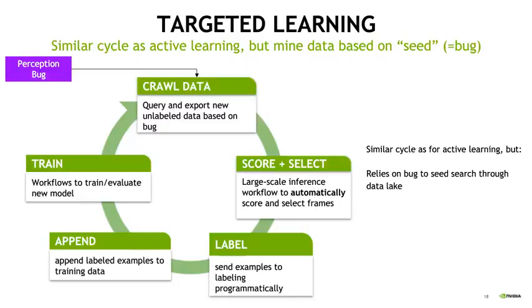Another instance of this family of methods is what we call targeted learning. So I'm coming back to the same diagram. With active learning, we have a method that essentially lets us automatically find the worst problems in a data set based on the current model we have. The second method that we call targeted learning actually starts from a bug. So starting from a bug is a different capability that's really important to have.